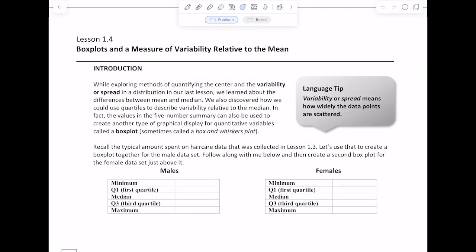Hi everyone and welcome back. In this lesson we're going to look at box plots and a measure of variability relative to the mean.